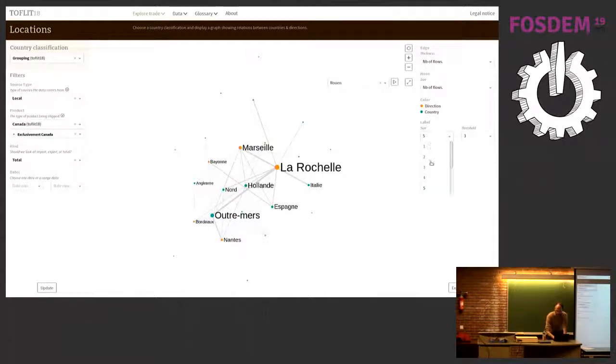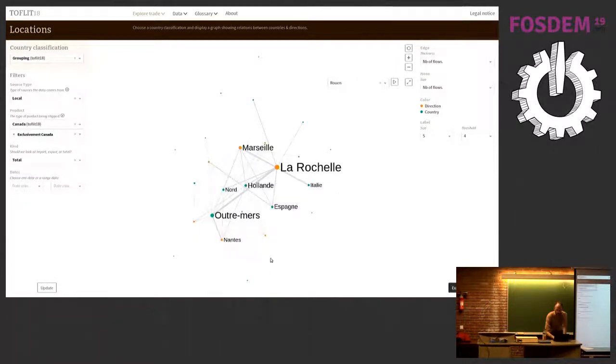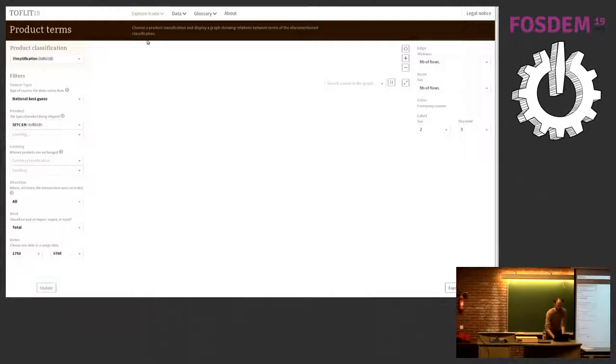Visually, you need to be able to choose which threshold on the labels. Now we have much better, but we haven't implemented it. You can choose how many labels are going to be displayed and which size they will take, which is really important. You can export as a GIF file. No, it's a CSV, but you can import it in GIF still. And then the product networks, here we are.